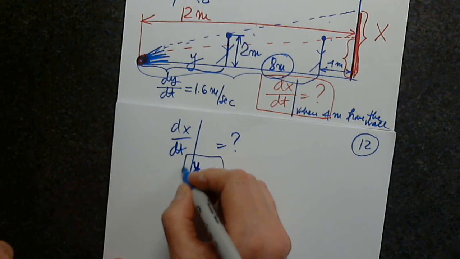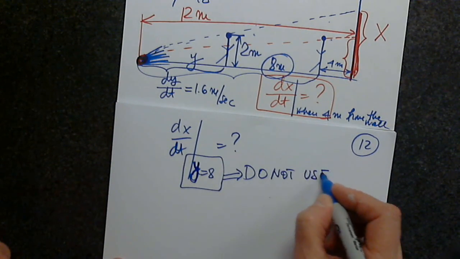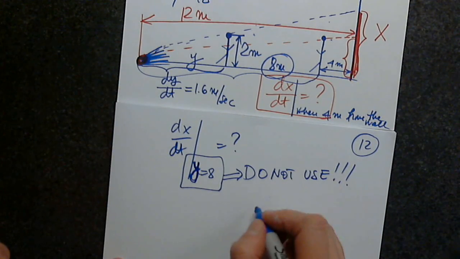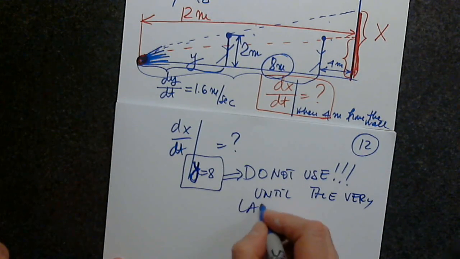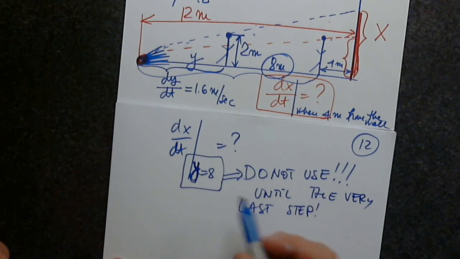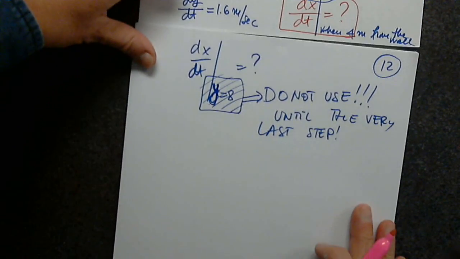And I want to make a note. Do not use y equals 8 until the very last step. You cannot use it anywhere till the very last step, after you found the function, you differentiated it, and then you plug in y equals 8. Do not consider that in the problem. Okay, so here's what we have.